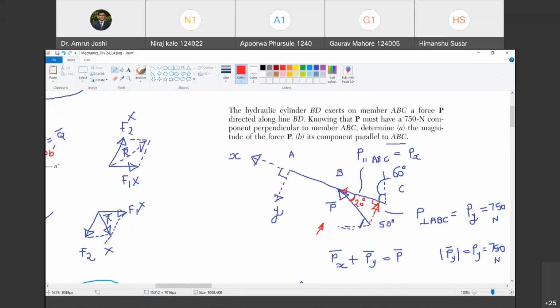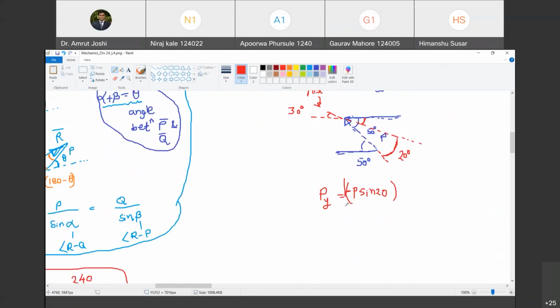But its magnitude is given as 750. Do you agree with me? So magnitude of minus P sin 20 has to be equal to 750. What is the magnitude of minus P sin 20? It is simply P sin 20. So P sin 20 is ought to be equal to 750. So what is the value of P? P will be equal to 750 divided by sin 20. Can you tell me how much it is?